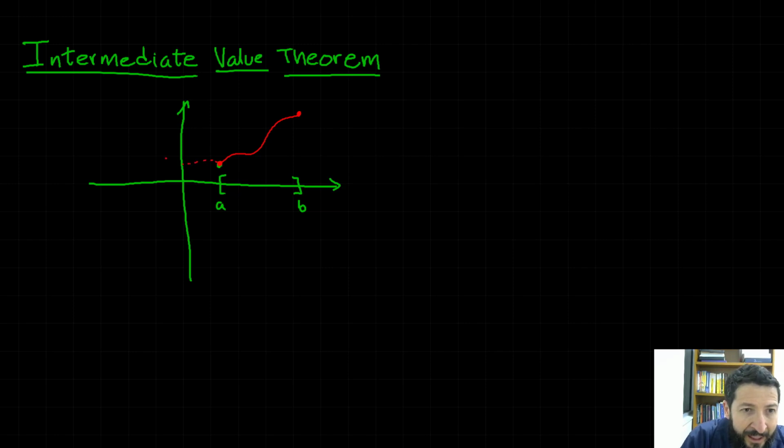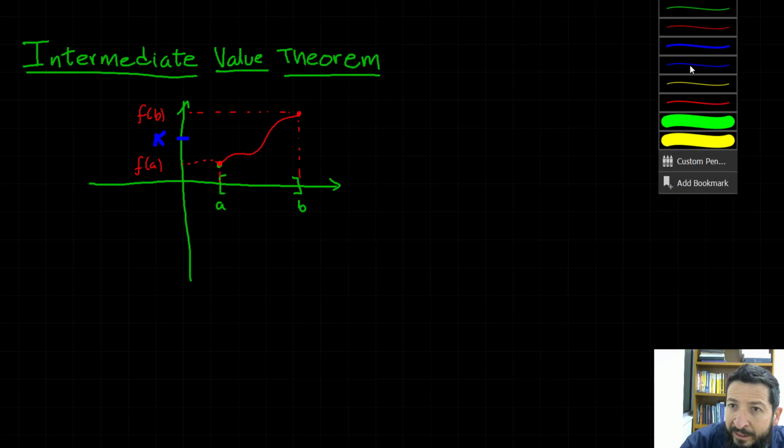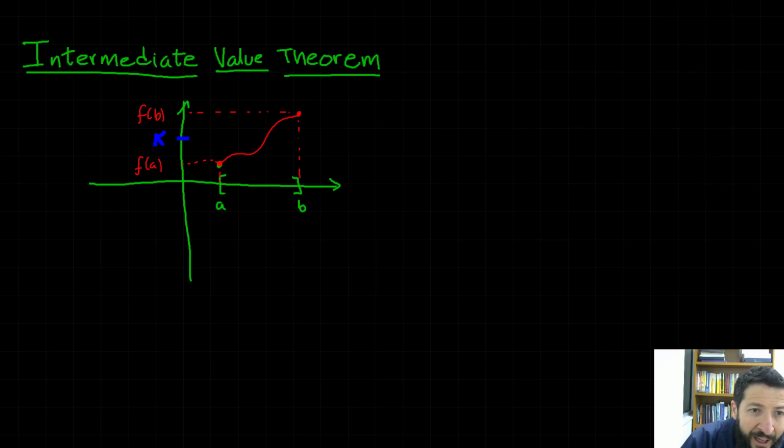Right here we're going to have the image of a, so f of a. And this one is f of b. So that's b, so here we have f of b. And we're going to have a value k, let's call it, in between f of a and f of b.